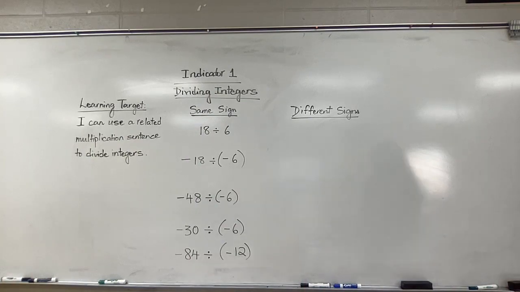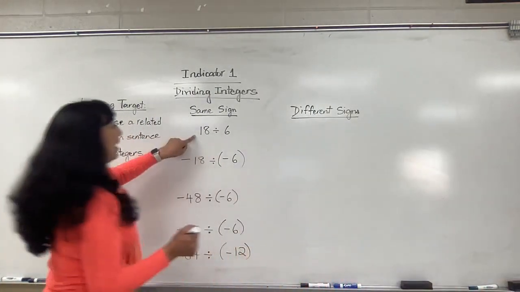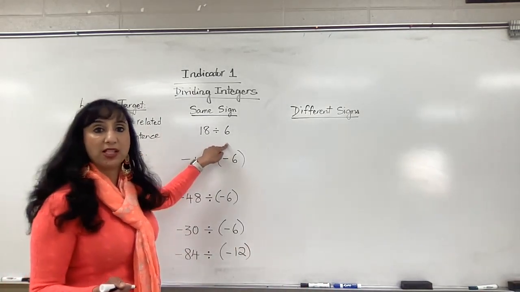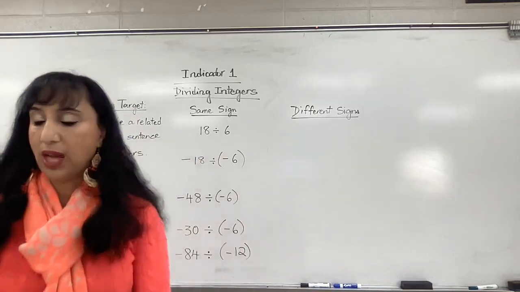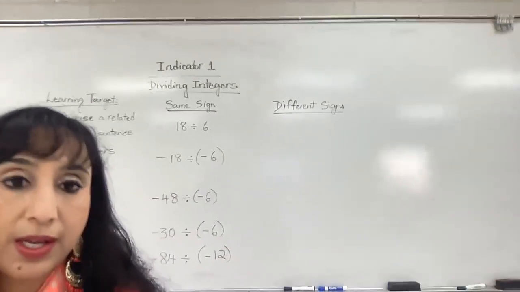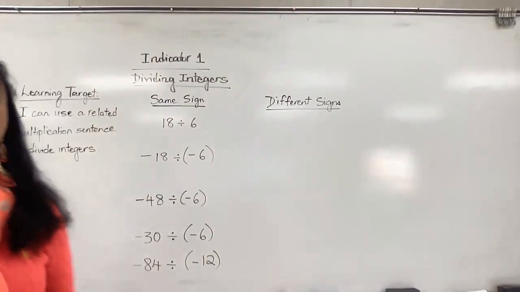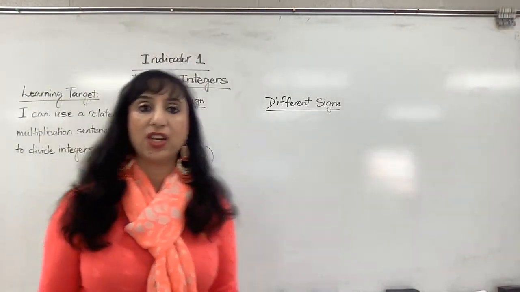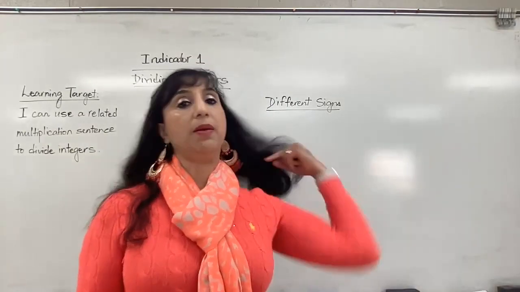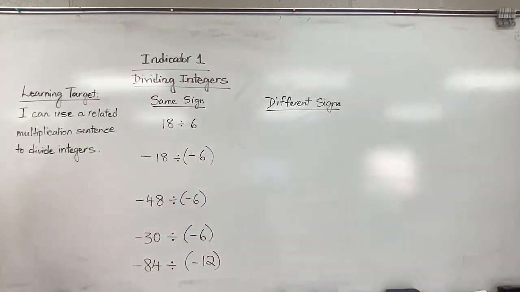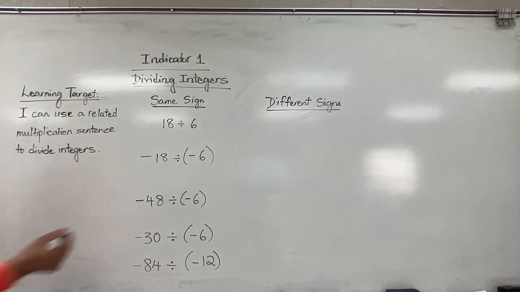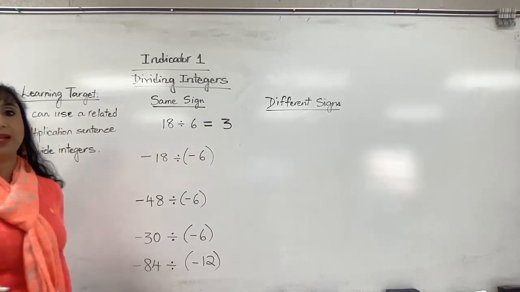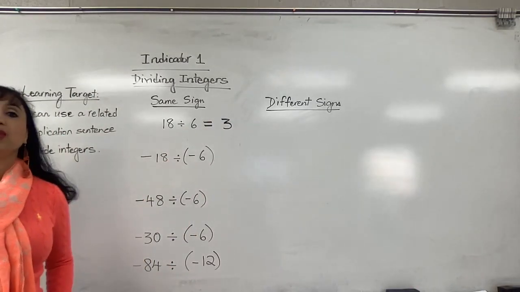All right, so let's look at this. This is 18. That means it's positive 18 divided by positive 6. So since both are positive numbers, my quotient in this case is going to be positive. And quotient is nothing but the answer to a division problem. So 18 divided by 6, as you can see, both are positive. I'm going to get a positive quotient. So 18 divided by 6 is going to be 3.